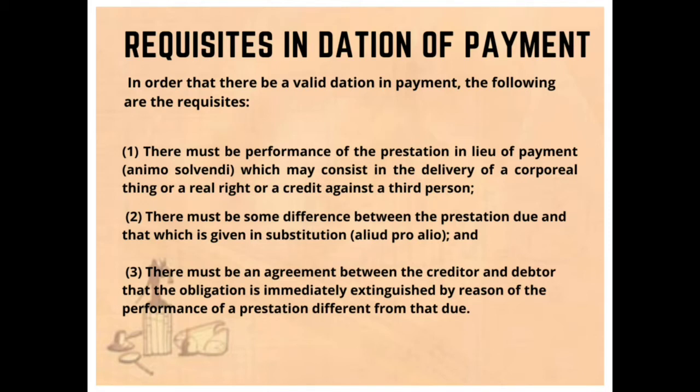Number 2, there must be some difference between the prestation due and that which is given in substitution, aliud pro alio. And 3, there must be an agreement between the creditor and the debtor that the obligation is immediately extinguished by reason of performance of a prestation different from that due.